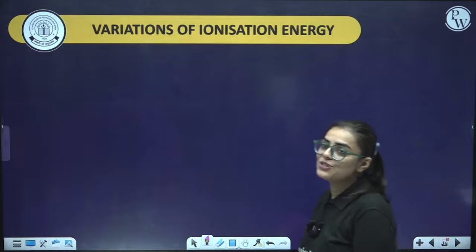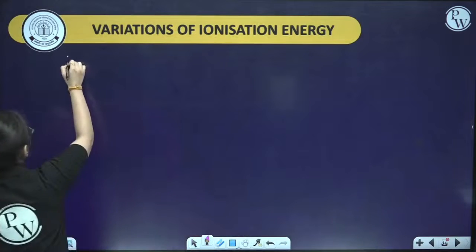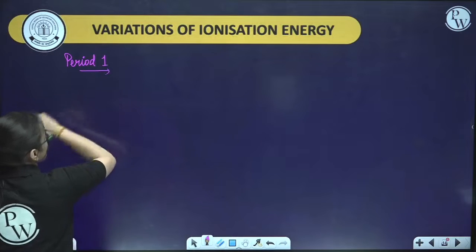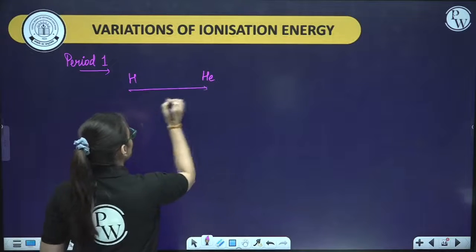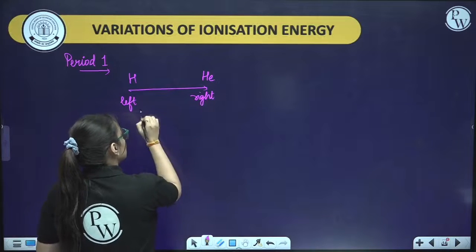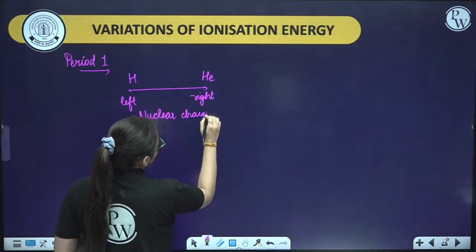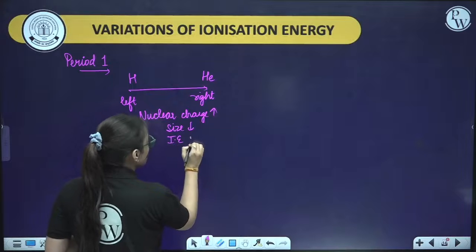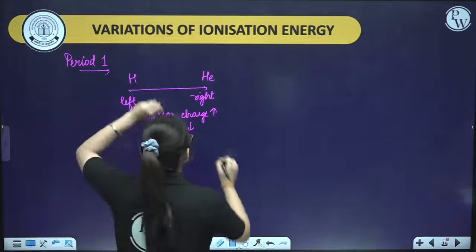Now comes the variations of ionization energy. So let us start with period number 1. In period number 1, we have hydrogen and helium. See, when we move from left to right, what will happen? Very simple. Nuclear charge increases, size will decrease, hence ionization enthalpy will increase, because size and ionization enthalpy are inversely proportional. So basically helium will have more.